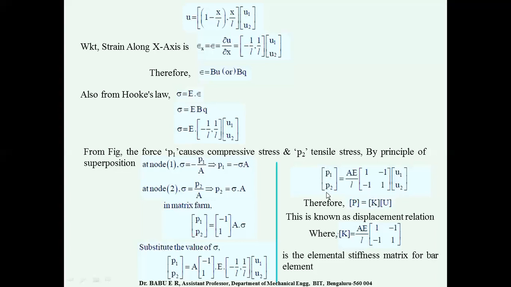So P1 and P2 are the forces at the two nodes, represented by the load vector P. This term I will represent as K. U1 and U2 are nodal displacements, which I will represent as the global nodal displacement vector U. This equation we will call the load displacement relation, where the value of K is AE by L into [1, minus 1; minus 1, 1]. This is the elemental stiffness matrix for a 1D bar element by the direct approach method.